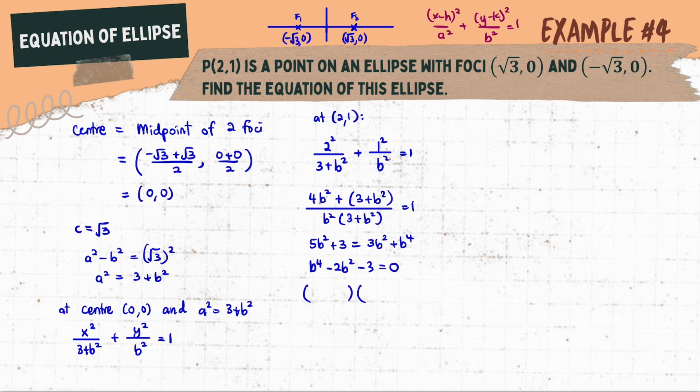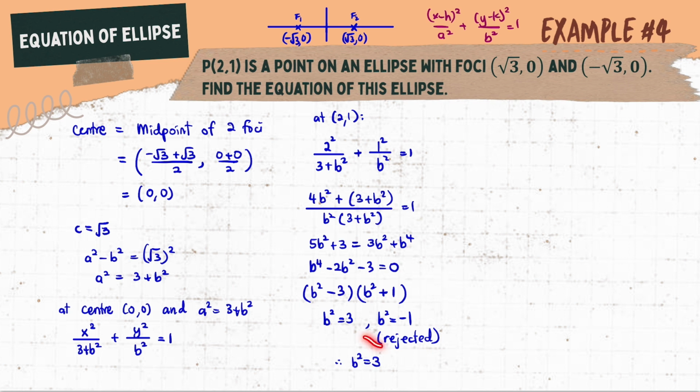Okay, so let's factorize. Saya ada b squared. Okay, b squared multiply by b squared dapatlah b to the power of 4. So kita ada negative 3 dengan negative 2. So I have negative 3 plus 1. So that negative 3 multiply by 1 dapat negative 3. And negative 3 tambah 1 dapat negative 2. Okay, so here I get the value of b squared is equals to 3 dan juga b squared is equals to negative 1. But yang negative 1 ini kita akan reject since b squared is always a positive value. Okay, so therefore kita conclude kat sini bahawa b squared adalah 3.